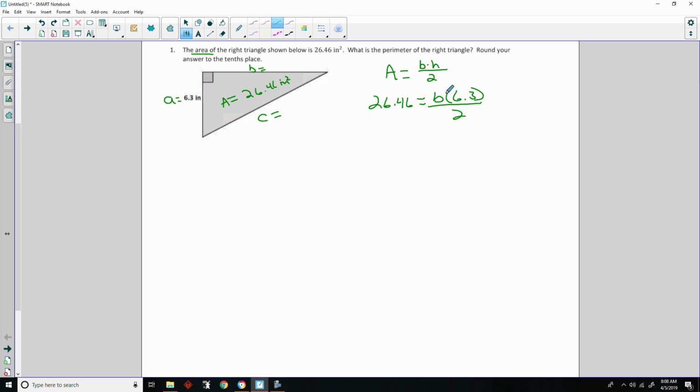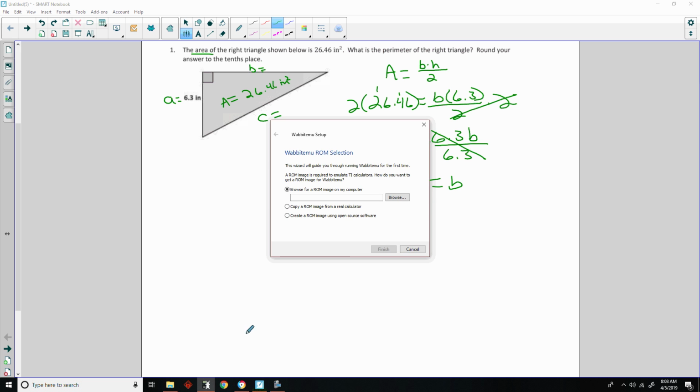And then we just solve for our only unknown, which is our base. So we multiply both sides by 2. And these cancel, and I get 6.3b equals 6 times 2 is 12, carry the 1. 2 times 4 is 8, plus 1 is 9. 6 times 2 is 12, carry the 1. 2 times 2 is 4, plus 1 is 5. And then, to get b by itself, I divide both sides by 6.3. These cancel, and I get b equals, and I go to my calculator.